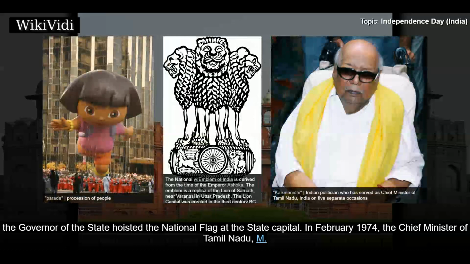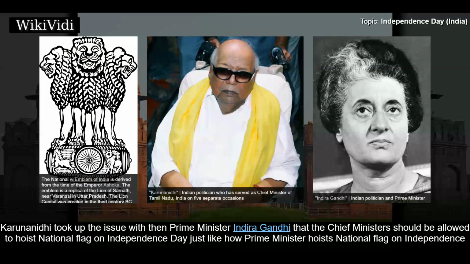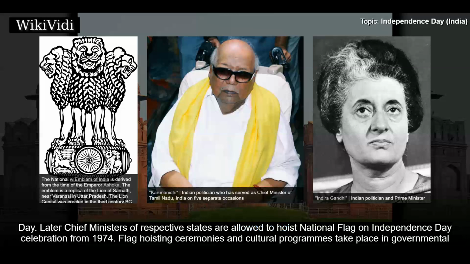In February 1974, the chief minister of Tamil Nadu, M. Karunanidhi, took up the issue with then Prime Minister Indira Gandhi that the chief ministers should be allowed to hoist the national flag on Independence Day, just like how the Prime Minister hoists the national flag. Later, chief ministers of respective states were allowed to hoist the national flag on Independence Day celebrations from 1974.